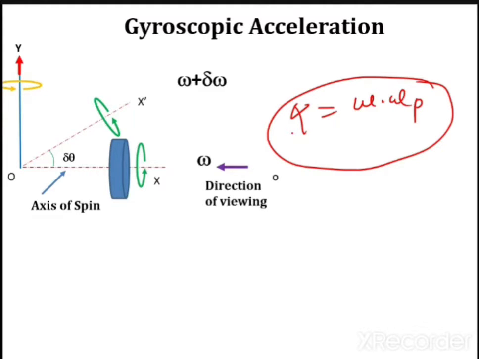Gyroscopic acceleration. Acceleration is the rate of change of velocity with respect to time, right? So you have to apply something to produce this acceleration. So tell me how this acceleration is produced.